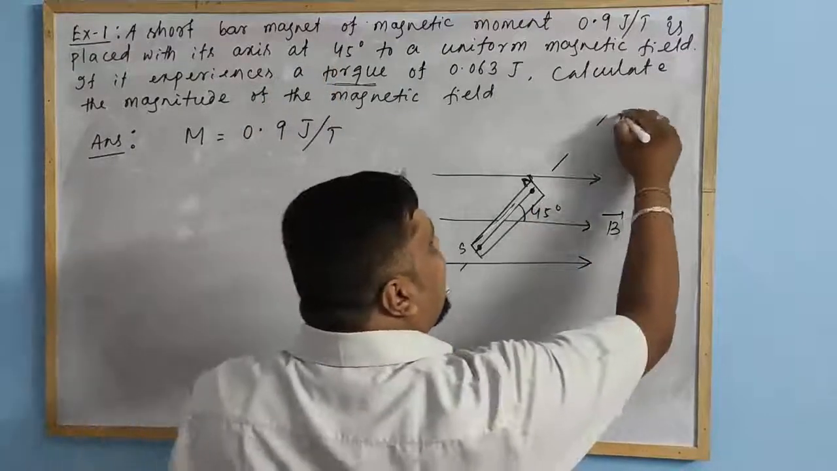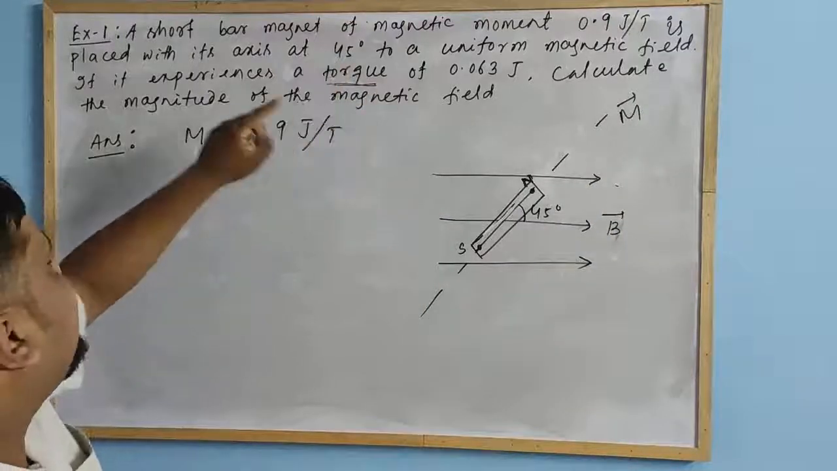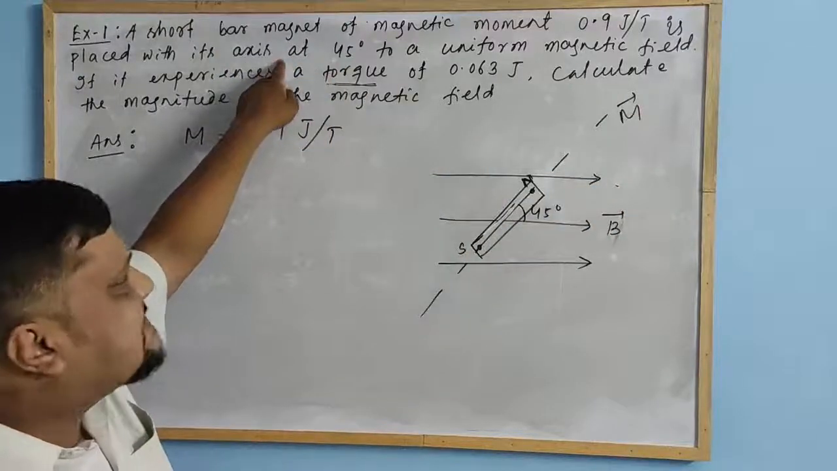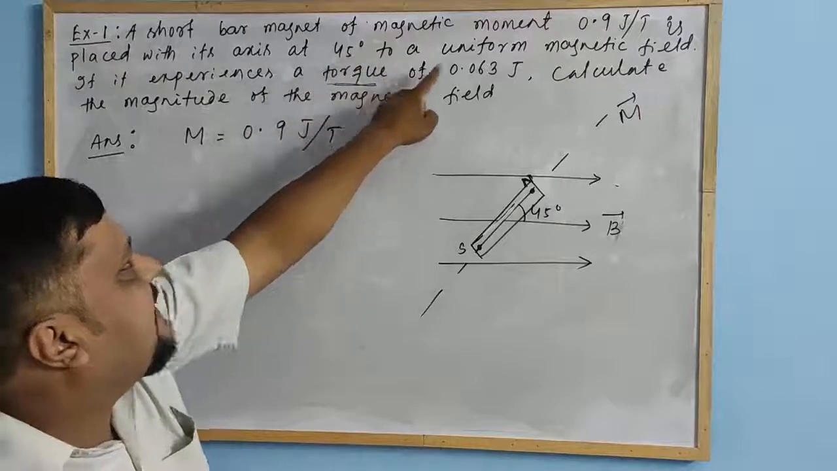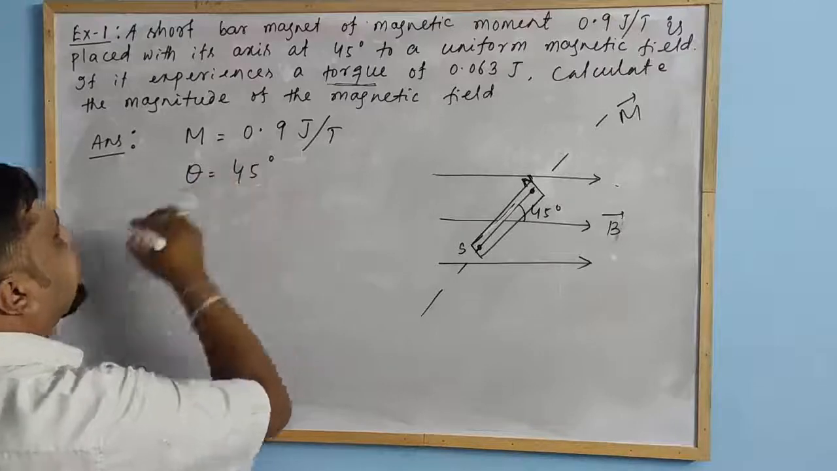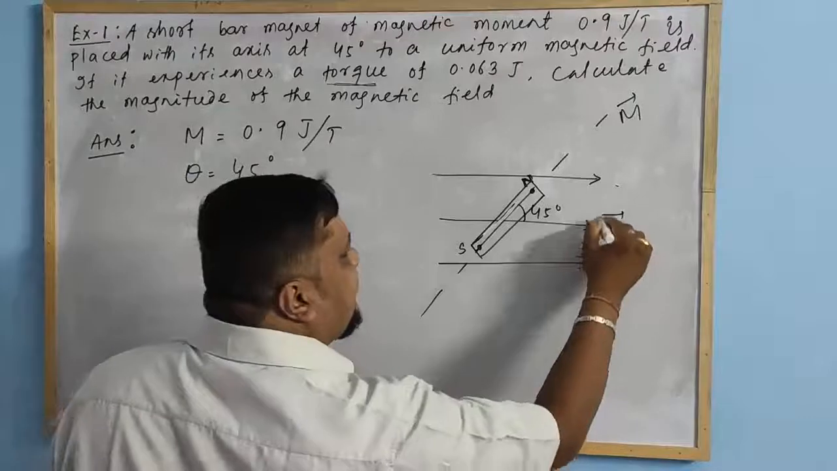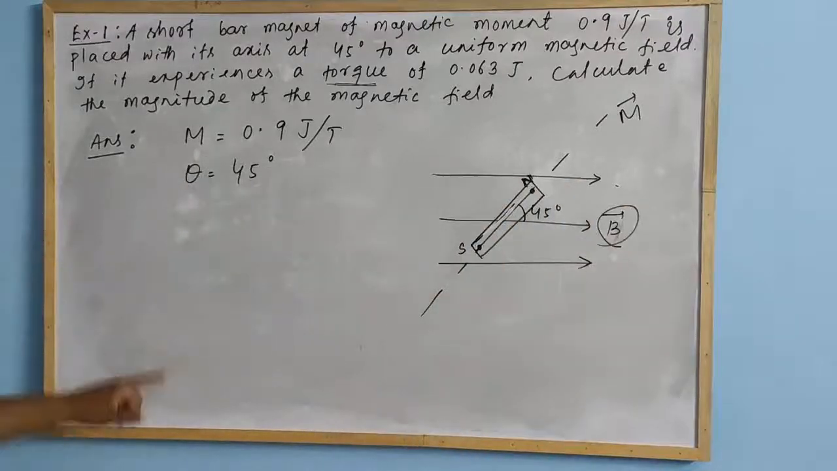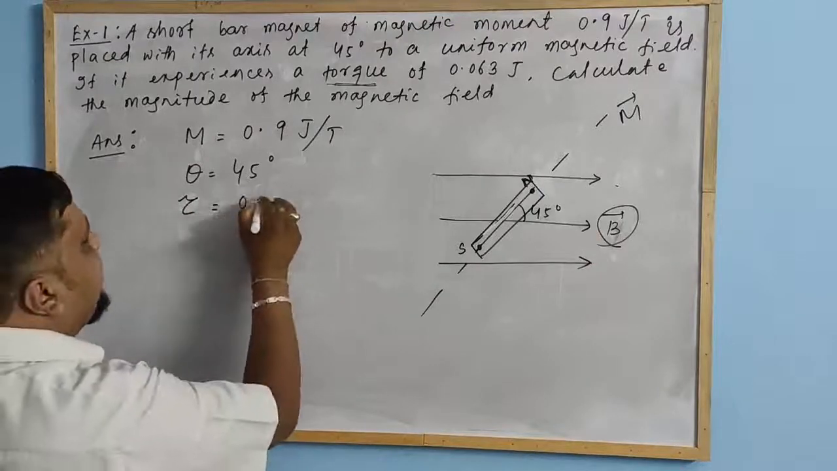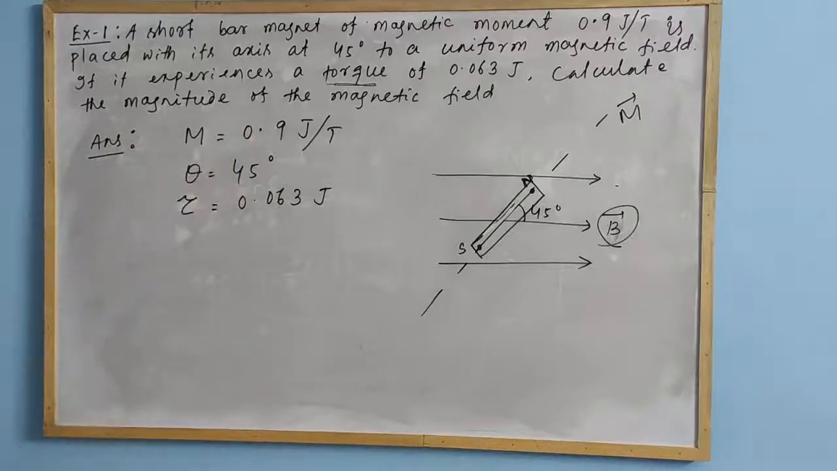So what is the dipole moment? M, south to north. So M makes an angle. It means that the dipole moment, its axis, makes an angle of 45 degree to a uniform magnetic field. So theta is equal to 45 degree. Let the uniform magnetic field be B. If it experiences a torque of tau is equal to 0.063 joule, calculate the magnitude of the magnetic field.